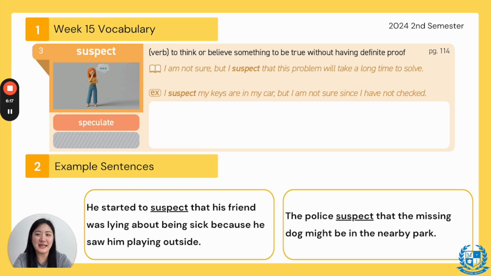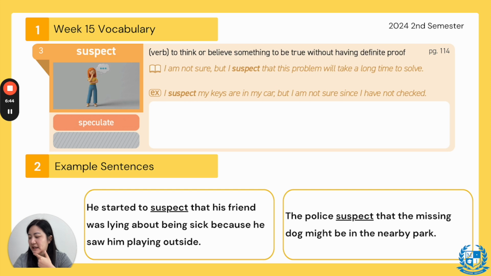We're speculating. We're suspecting. In our TED Talks, it says, I am not sure, but I suspect that this problem will take a long time to solve. So we're not quite sure, but we think it may take a long time. Example, let's read together. 1, 2, 3. I suspect my keys are in my car, but I am not sure since I have not checked.